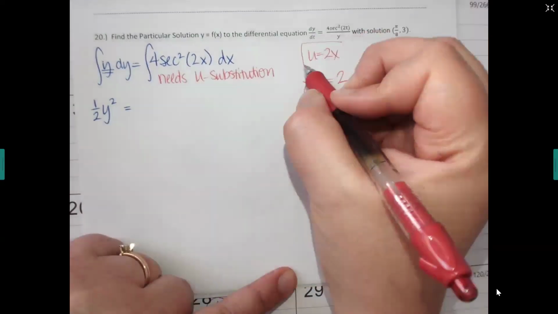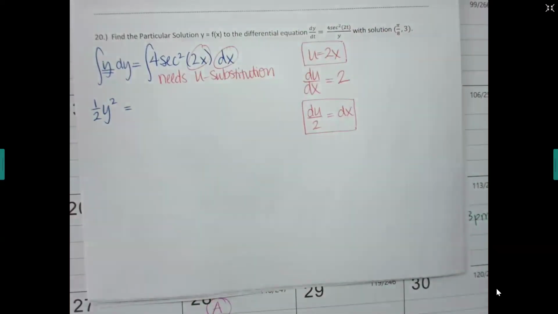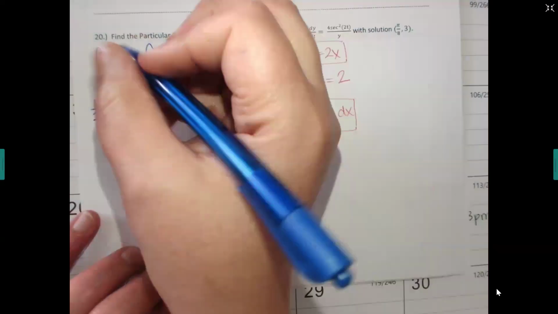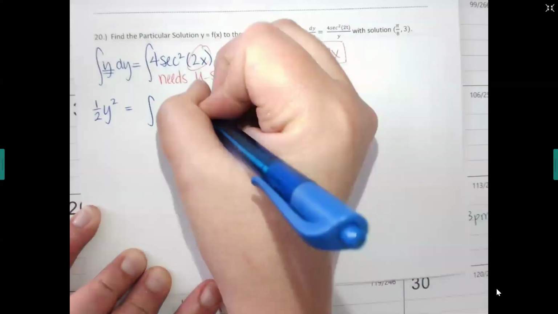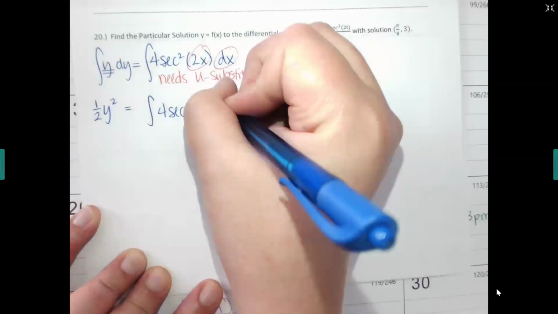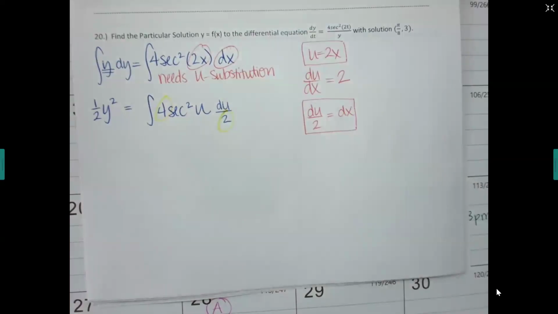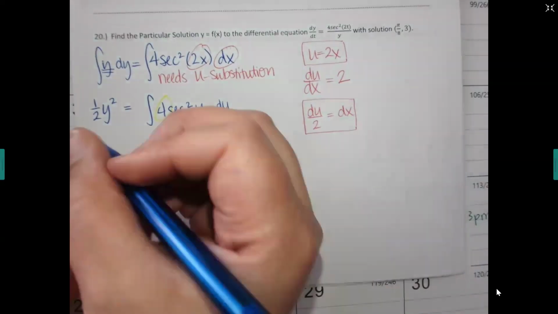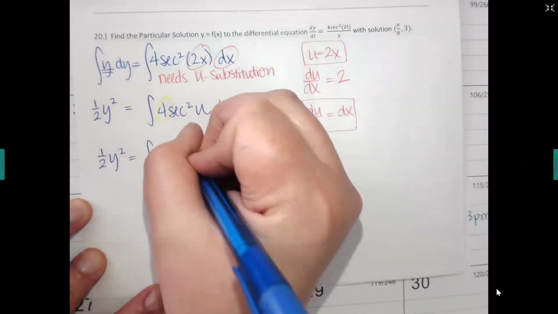Then remember, these are my two swaps. So the 2x and the dx are going to be the pieces that I exchange here. Go ahead and rewrite this. It'll be 4 secant squared, and then what? U, and then my dx is a du over 2. And then remember, if you have a number, you want to divide it with what number is already here. So 4 divided by 2 is what? So I have 1/2 y squared equals 2 secant squared u du.